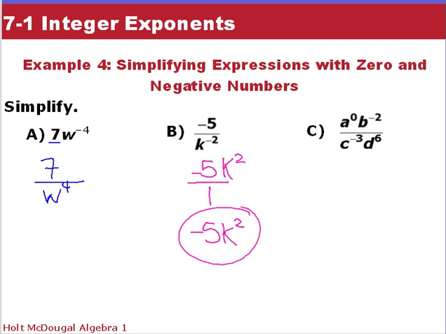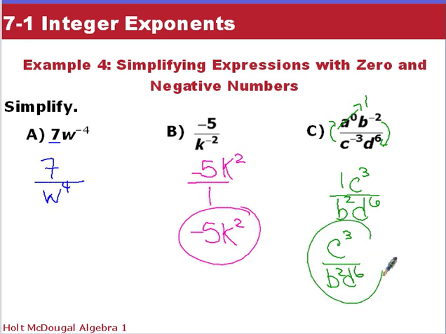And for c, again, draw our fraction bar out. a to the 0 becomes 1, so we get 1. b to the negative 2 goes on the bottom in the denominator and becomes b squared. Now in our denominator, we look, so b comes down here, c is going up, so c is going to become c cubed on top, and d to the 6 just stays in the denominator. So simplifying, we get c cubed over b squared d to the 6. So you only move the factors that have a negative or a 0 exponent.